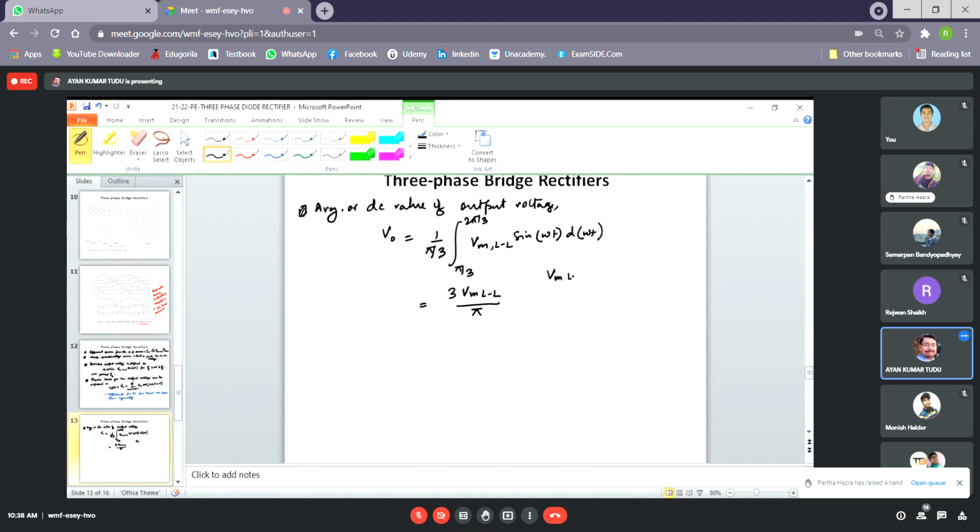This Vm is the peak line to line voltage of the three phase source. So this can be written as root 2 times VL RMS. Correct? This can be written as root 2 times VL RMS.